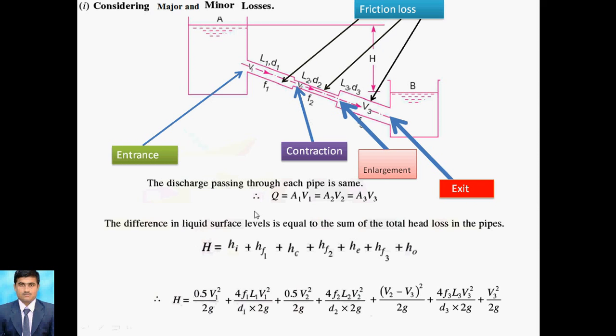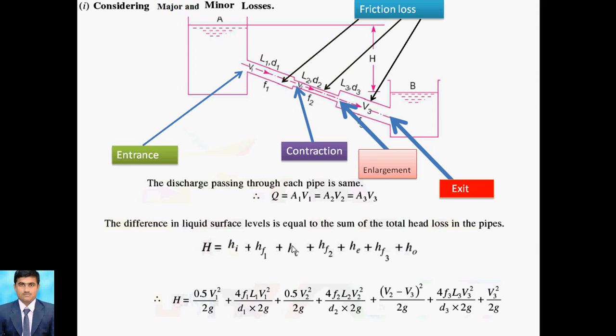So that's H, that is HI. HI means entrance loss, which we already know, that is 0.5 V1 square by 2G. In the previous lecture we discussed the minor losses, so this is a minor loss. HF1 is a major loss, indicated by 4 F L V square by 2 G D. For section 1, there are 3 pipes, so you can write F1 L1 V1 D1 like this. G is constant, that's why you don't write G1, because G is 9.81. So you can take G as it is.